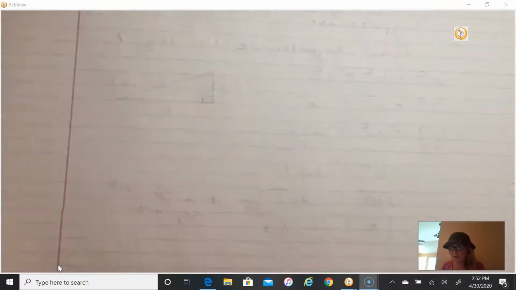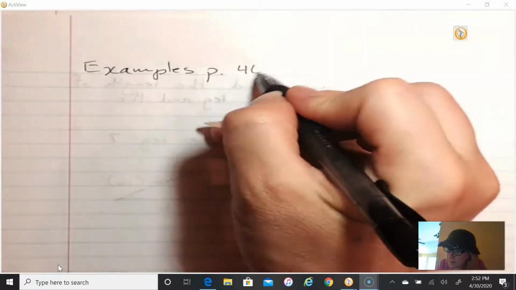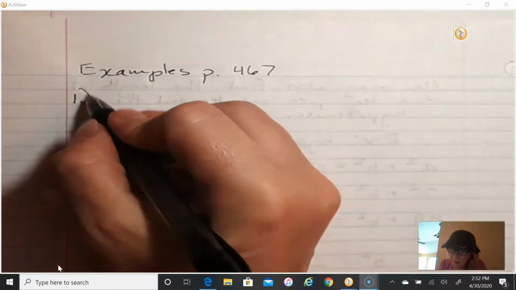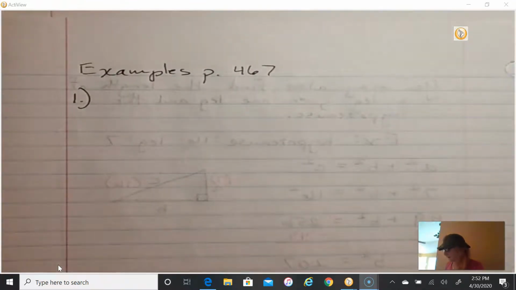All right, let's do some examples from your book. I've got 4 examples, page 467. All right, let's jump right in. Number 1. It says, given the lengths of the legs, find the hypotenuse. It says round answers to the nearest tenth. So that's if it's not a perfect square. You can either leave it as a radical, or you can use your calculator and do the decimal form.